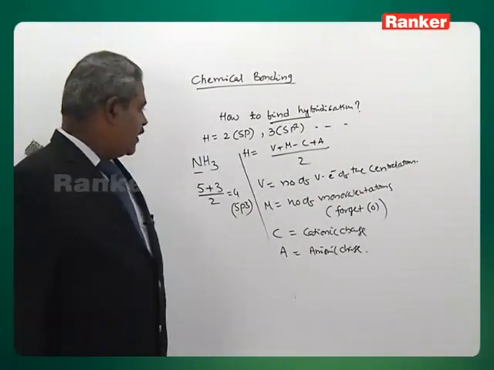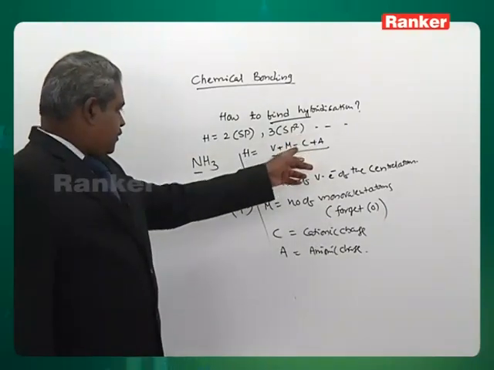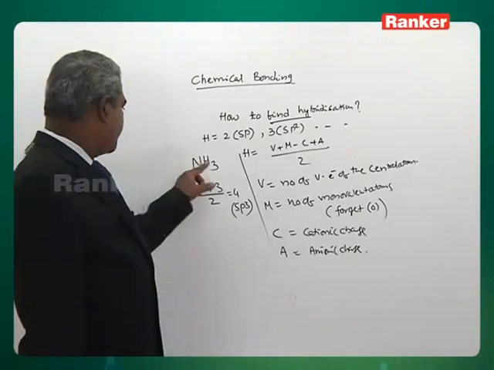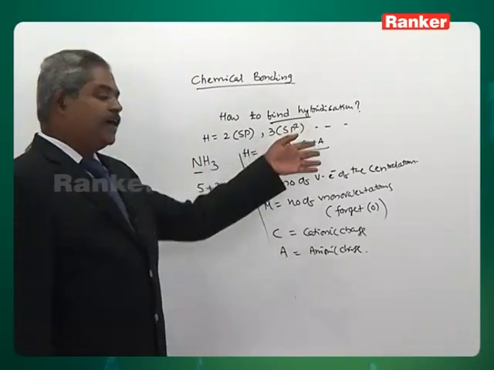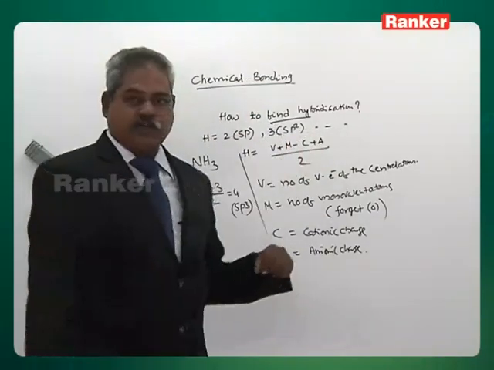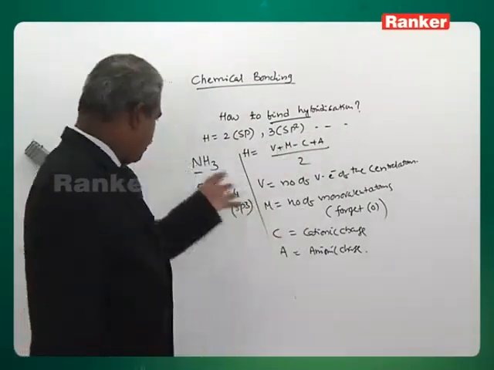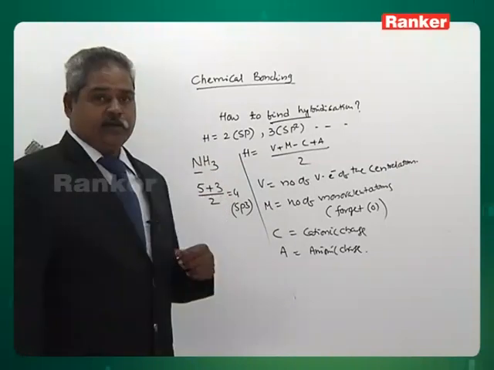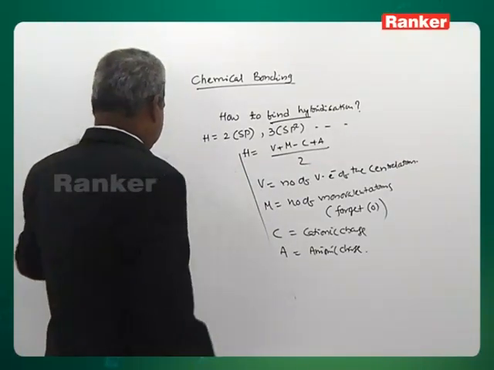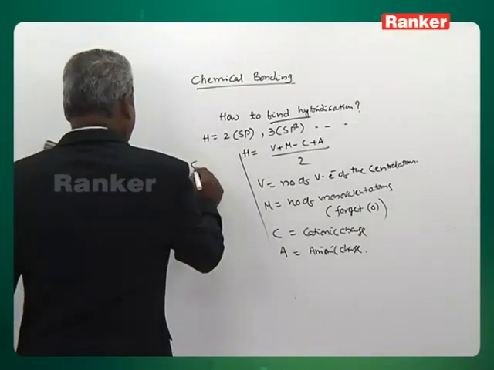What I mean to tell you here is, though the formula appears to be very big, its application is very simple: 5 plus 3 by 2. What about the C and A? When the question is about a cation, this C comes into the picture. When the question is about an anion, A comes in. Ammonia is neither anion nor cation. It is not charged. NH3. Next, SO3.